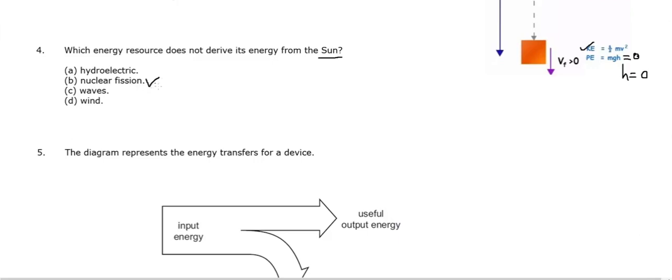So we know that in the nuclear fission the splitting of the nucleus occurs and it does not require any external energy because it is a nuclear phenomenon. And waves are the result of the energy coming from the sun. Wind is also the result coming from the sun's heat. So all these are not options. So option number B is the only option which does not derive its energy from the sun.